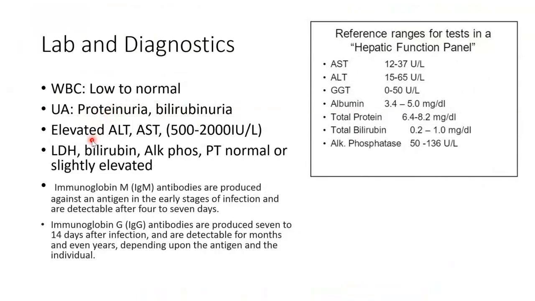An elevated AST and ALT, generally high. These are enzymes that leak into the blood when the liver cells are damaged for whatever reason, and certainly hepatitis would be one of them. Generally, the ALT is a little bit higher. But these are very high. They're not just 50 and 100. They are often greater than 1,000 and can be up to 2,000. So those are generally going to be high.